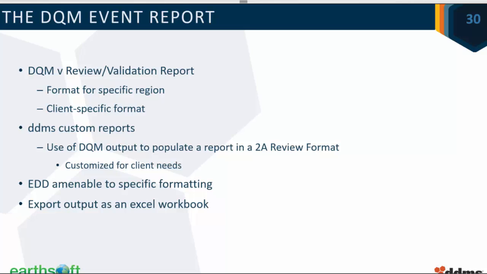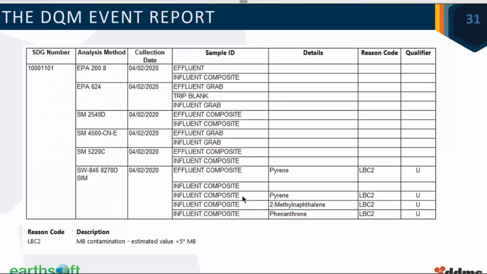So right now what we're doing is we take the final DQM output, and we can do what we want with that to produce what we need for a particular client or region or whatever. And here's an example of a really simple report from a 2A review that we can do. You can see that it's just basically giving you the lab SDG and then each method and what exceptions were found. If there's no exception listed, then there's no problem with the data as far as DQM was concerned. And then there's a legend of what the different codes mean down at the bottom. This one was simple because it only had one, but it did have blank contamination.